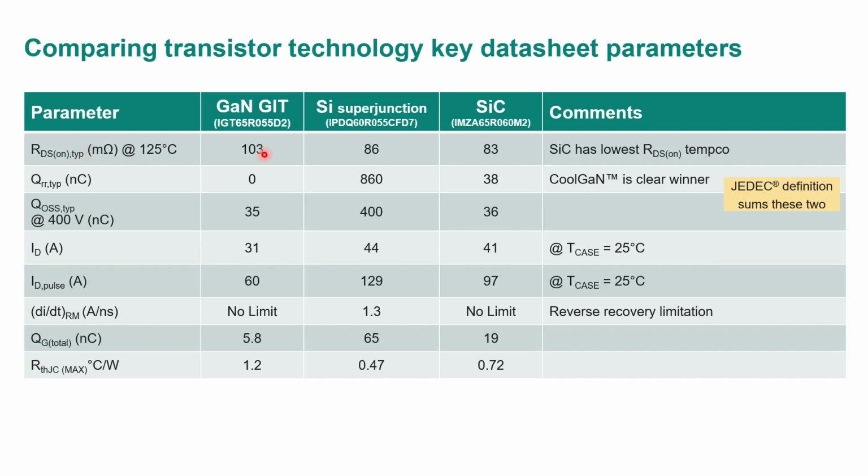Starting with the RDS(on), now we're at 125 C, and you can see already that the silicon carbide and the silicon superjunction are essentially the same. The GaN is a little bit higher here because it has a slightly stronger temperature coefficient. But these are all still in the same range.